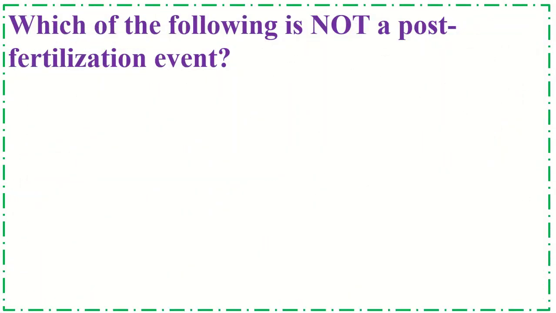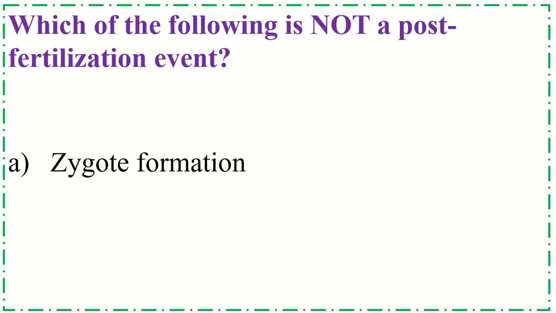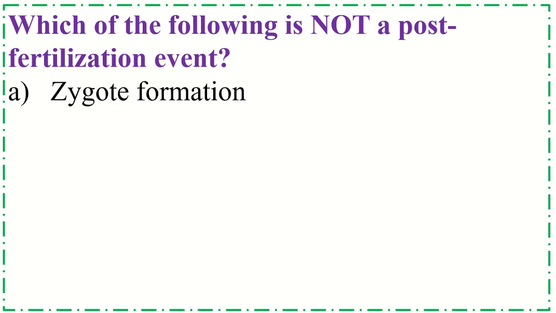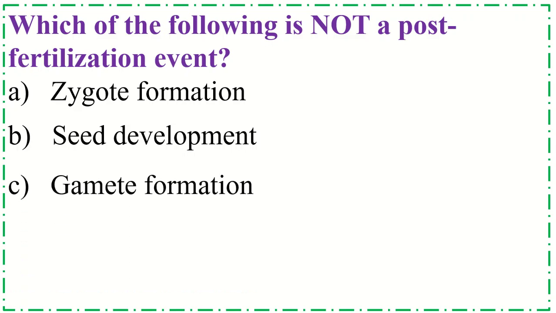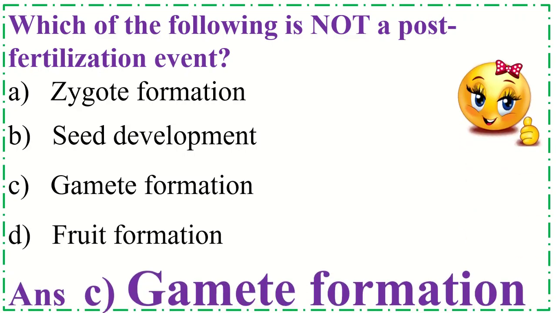Which of the following is not a post-fertilization event? Option A, zygote formation, B, seed development, C, gamete formation, D, fruit formation. Correct option is C, gamete formation.